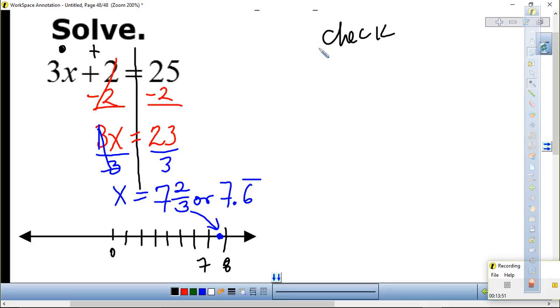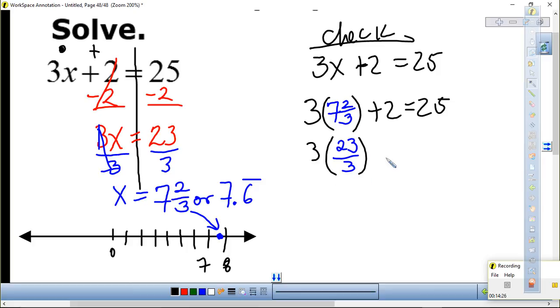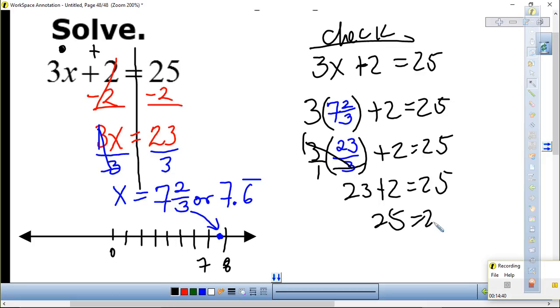Check. So we're going to write our original equation, 3x plus 2 equals 25. And then we're going to write 3 and then open a parentheses for the x, plus 2 equals 25. What goes in the parentheses? 7 2/3. All right. So question, can I multiply this times a mixed number? No, we need to change this to an improper fraction, right? So this becomes, again, 23 over 3. Bring everything else down. So to multiply, I put that over 1. Do you see the giant 1 here? Yes. So we're left with 23 plus 2 equals 25. Is 25 equals 25? Yes.